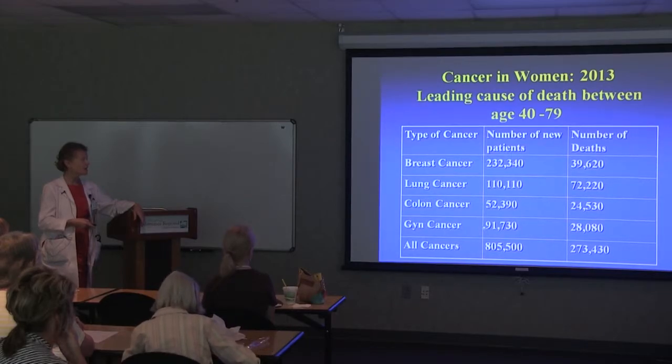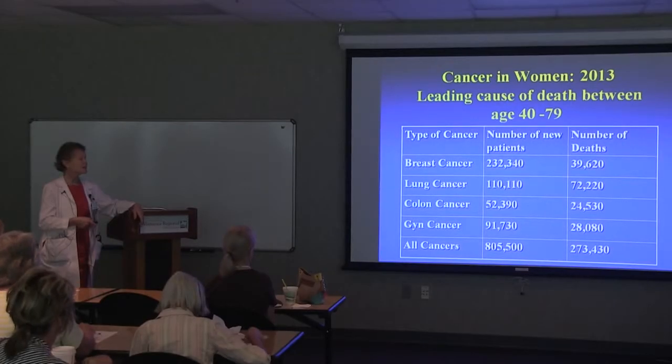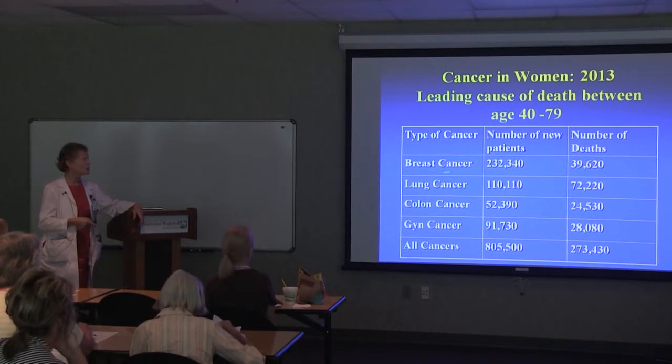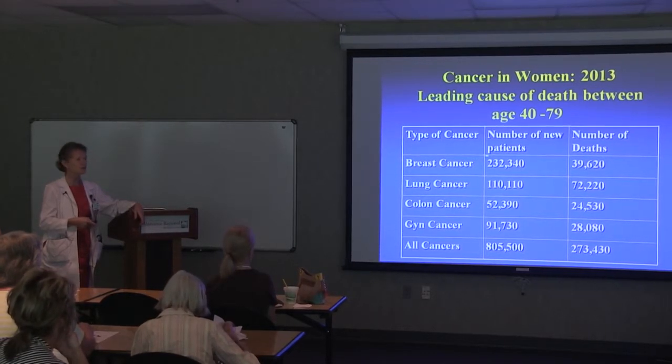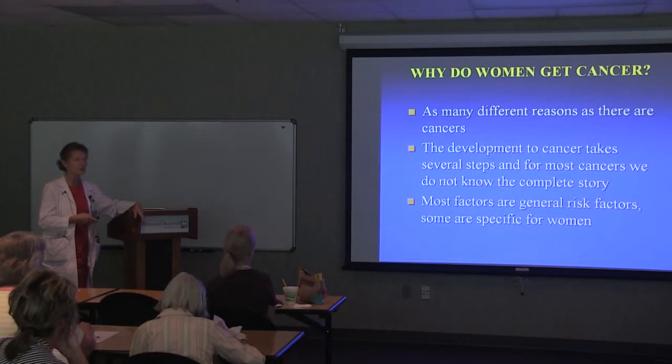Anyway, about 91,000 new patients every year, and 28,000 deaths every year. So compared, of course, to other cancers, the numbers are smaller, but the mortality rate, or the death rate, is significant. Look here, we have over 200,000 patients with breast cancer, but only 39,000 deaths, because most of these cancers are diagnosed early, and with the early diagnosis, the survival is better.